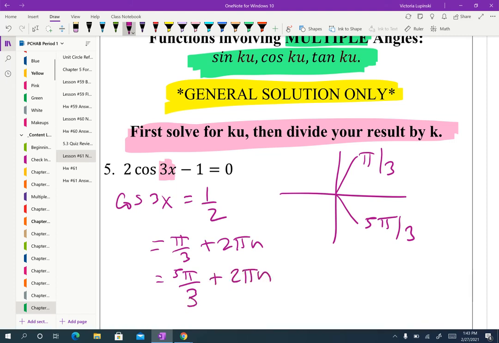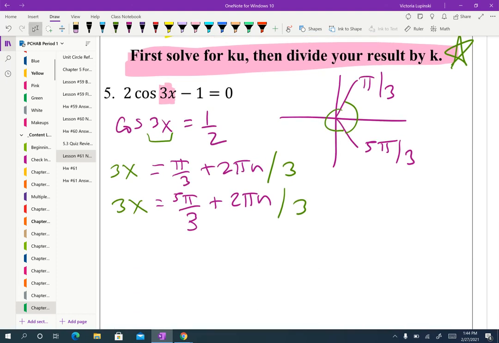And again, as a reminder, they each need their own because the distance from one to the next is not the same as the distance back. But the difference here is instead of setting x equals, you're going to set 3x equals, so whatever happens to be inside of that function. So first you're going to solve for ku, which we've done, and then you're going to divide your answer by k. So you have to take everything in this first set of answers and divide it by 3. You then have to take everything in this second set of answers and divide it by 3.